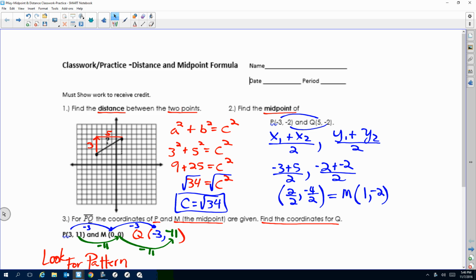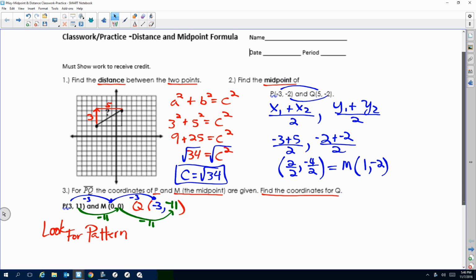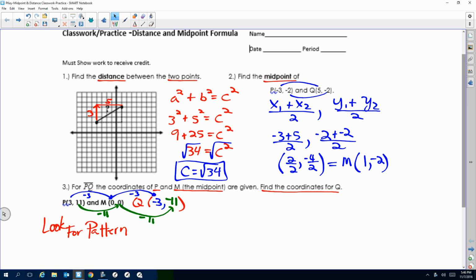First one, since you have a graph, find your vertical distance and your horizontal distance. I went ahead and drew the right triangle, and then we're using the Pythagorean theorem. You can do that, or you can use your distance formula. 34 cannot be simplified, so that's why we keep it just square root of 34.